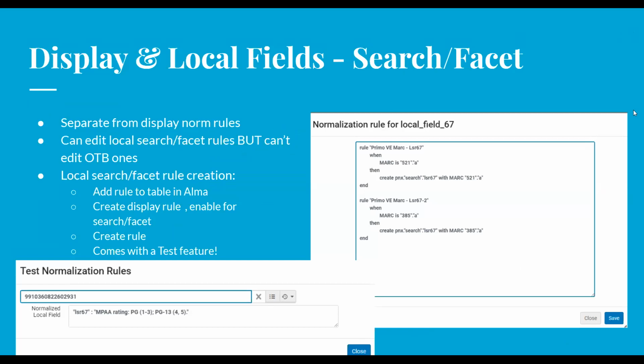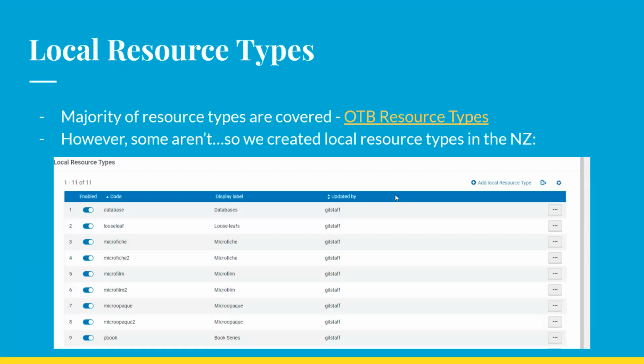To create a local search facet, you add the rule to a table in Alma, create the display rule, and there's basically a checkbox to enable for search and facet. And then you create the rule as shown on the right there. And for some reason, only with search and facet, there is a wonderful little test feature where you can put in an MMS ID and it will show a normalized local field. I don't know why it doesn't do that for display. I'm hoping maybe we can put that as a NERS request at some point, because that has made life way easier.